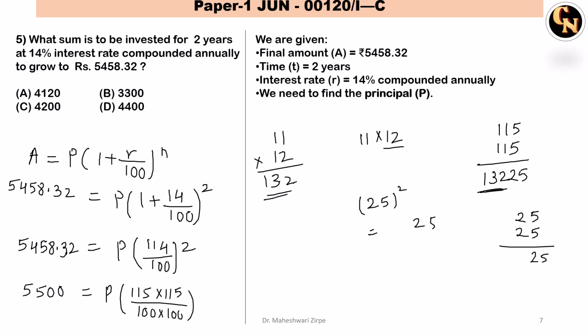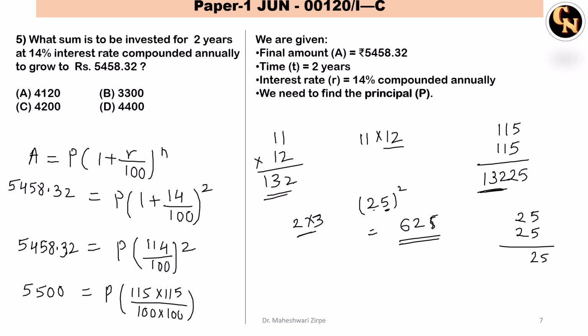25 square can be written in a simple way. Write down 5 square, that is the last digit square, that is 25. Then the next digit number is 2, so the next digit to 2 is what? 3. 2 into 3, so it becomes 6. So simply write 6 here. So 625, and you must be knowing 25 square is 625. So this is a small trick how you can find the square of numbers ending with 5.